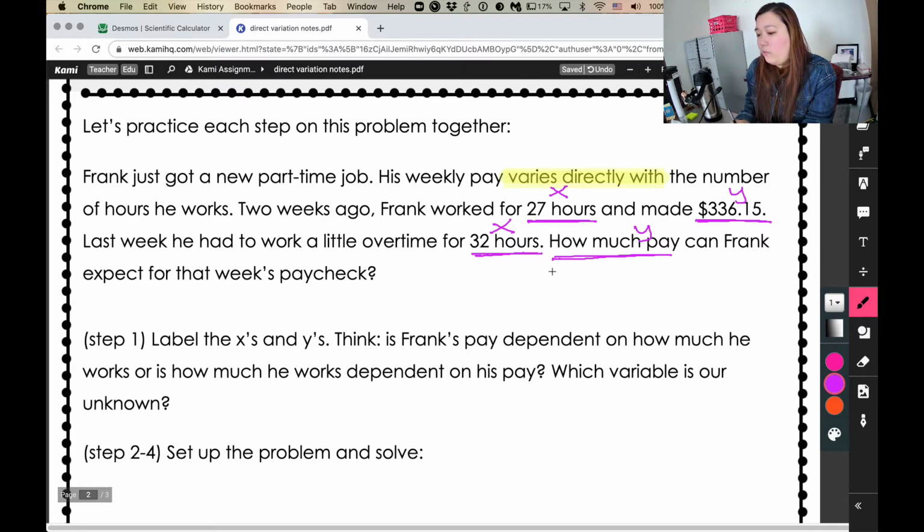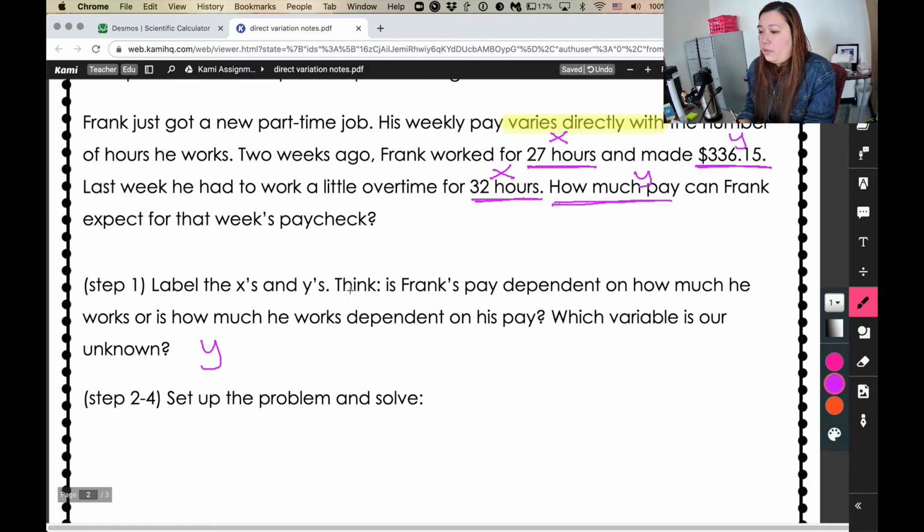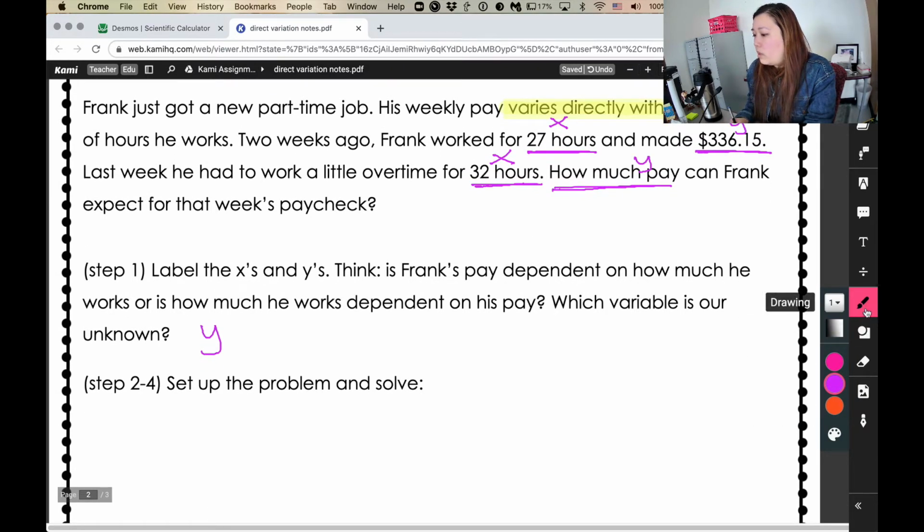Okay, so now we have both of our pairs. So our variable that is our unknown is Y. We're missing one of the money, like how much pay can he expect, how much money is he going to get. We need to solve this direct variation problem to find out. So that was step 1. Step 2 is we are going to set up our proportions. So I'm going to do that in green next.